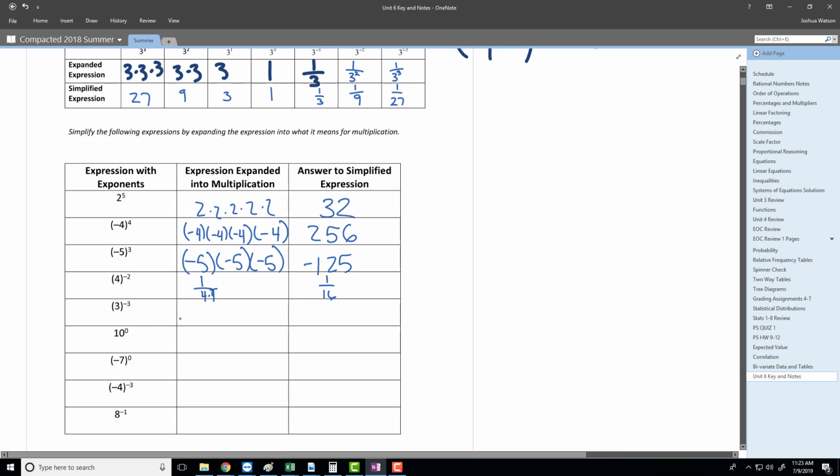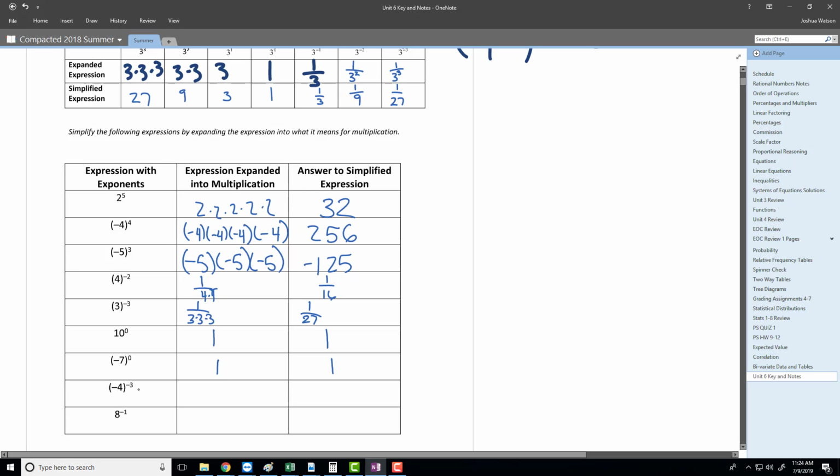So we have 3 to the negative 3. That means we're going to invert 3 and multiply it by itself 3 times, which is 1 over 27. 10 to the 0. If you raise it to the 0, then the answer is 1. All right, once again, we're raising something to the 0, so based on the rule I just said, this is actually going to be 1.